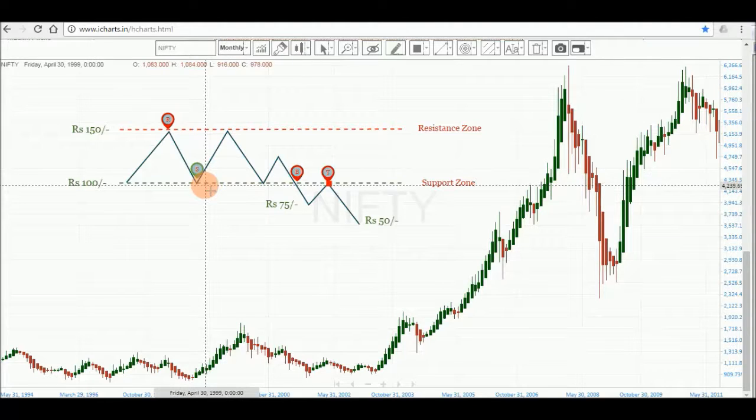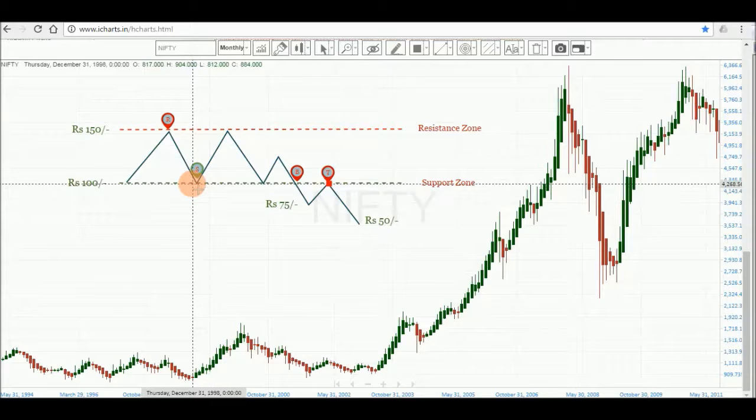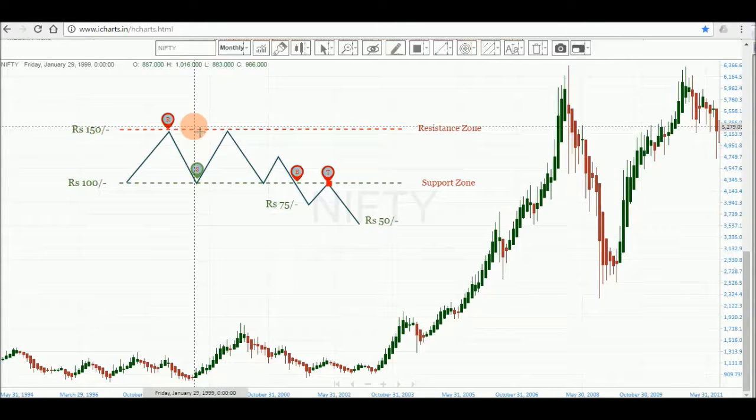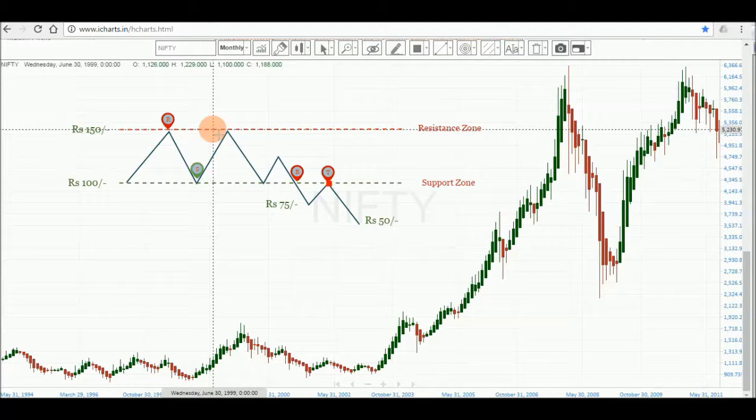Now for a price level to be considered a major support or resistance, it needs to be revalidated by the price movement. So in this case, since the price moved back and forth between the price range of 100 and 150, those would be considered a valid support and a valid resistance level.